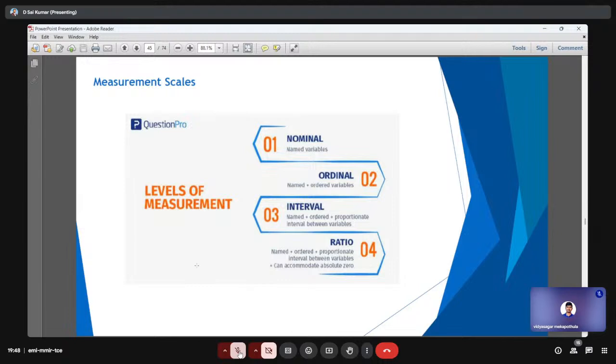Like, how do you feel today, with different answers like very happy, unhappy, or just okay. These kinds of questions or values come under ordinal.